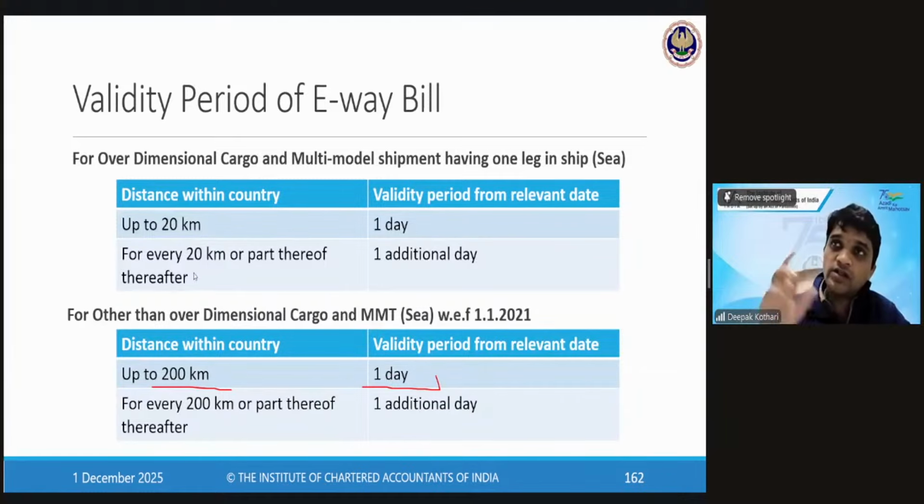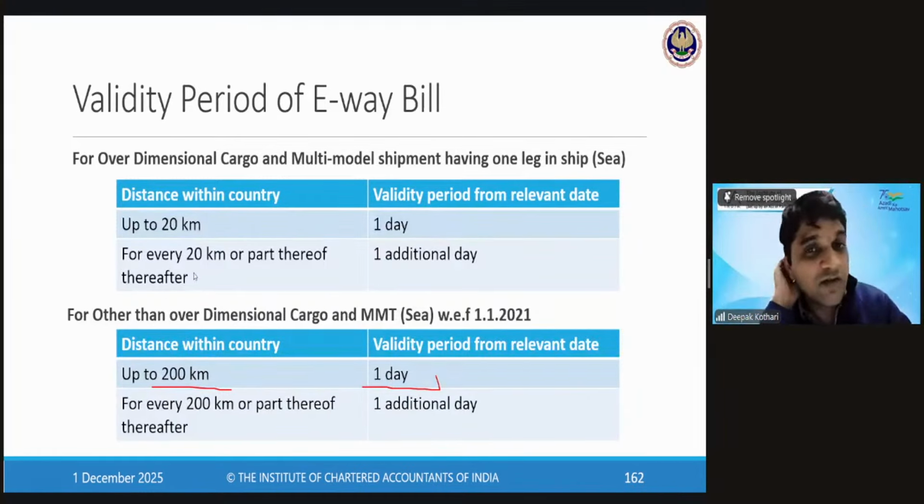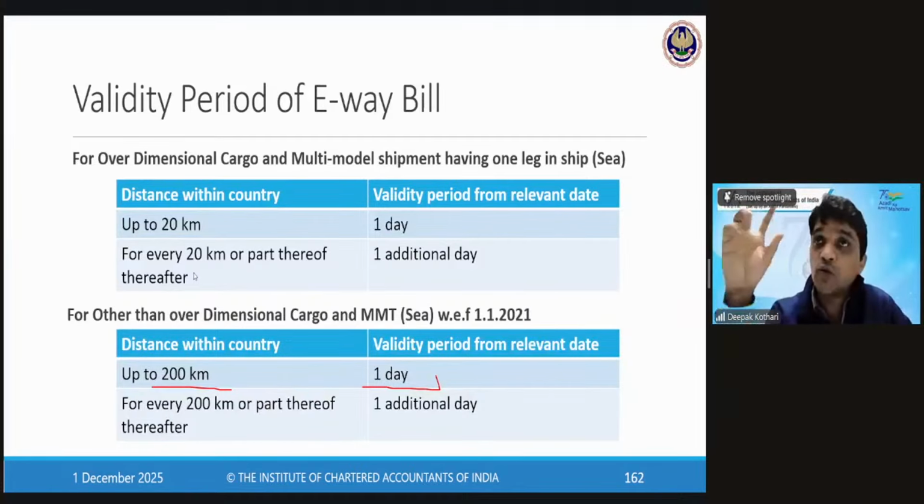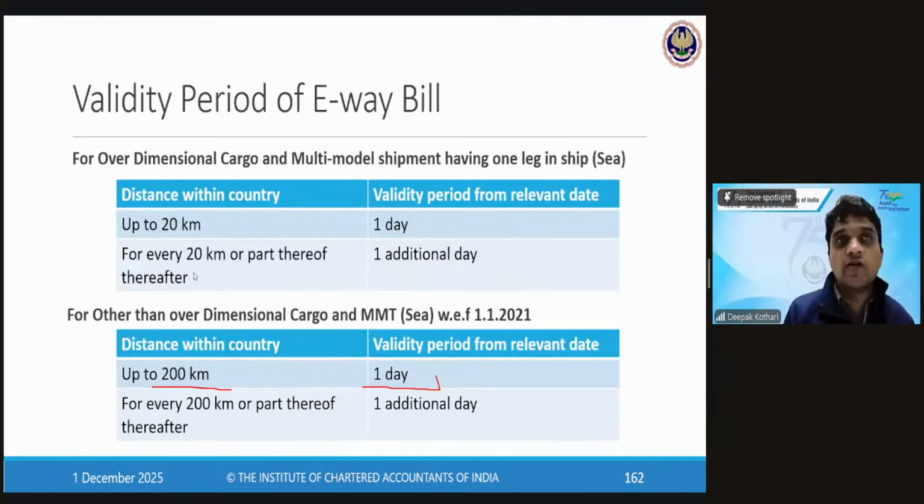What is the distance? Based on that, the validity of the e-way bill is decided. So up to 200 kilometers 1 day, and for every additional 200 kilometers, 1 additional day. And for over-dimensional cargo, that is, big cargo, the condition applies to both over-dimensional cargo and multimodal shipment. That is, the shipment happens through multiple modes: road, air, waterways. At least there have to be two modes. If it is only a single mode, then it will not come under this. It will come under normal.